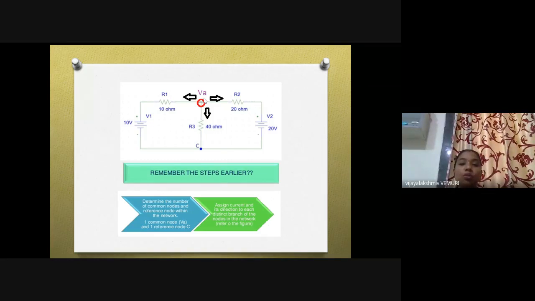Once you get the node voltages, you can find out the current flowing through the 10 ohms, which is VA minus 10 divided by 10. Once you get the VA value, VA divided by 40 will be the current flowing here. VA minus 20 divided by 20 is the current flowing in this branch, in these directions only.